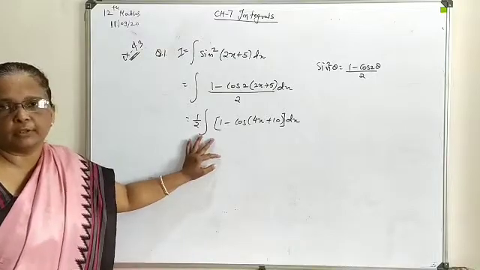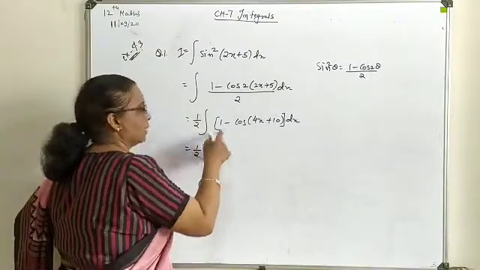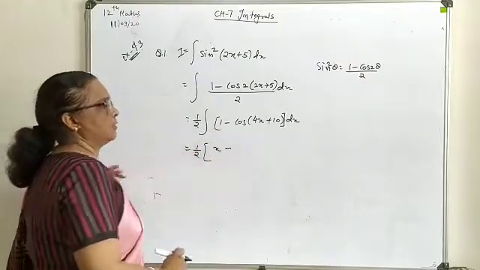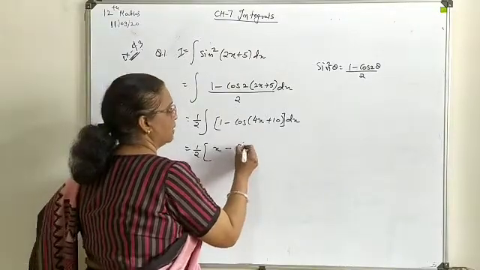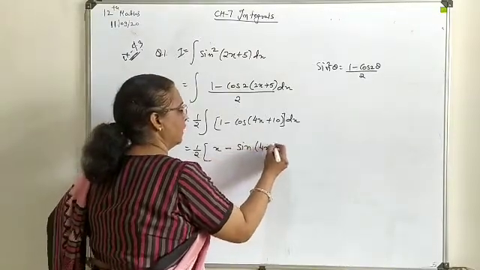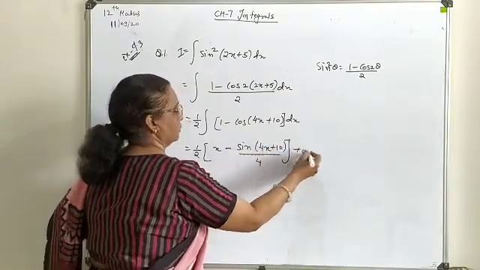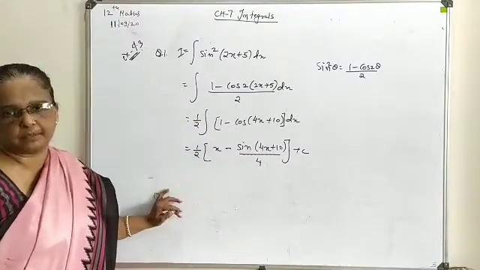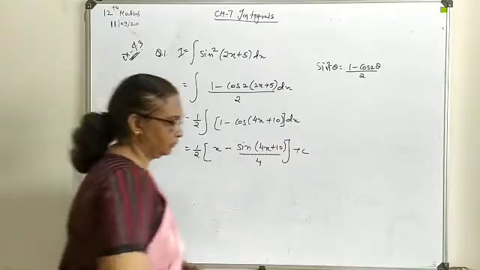Now go for writing the integration. Regarding your 1, this is x. Regarding cos, the integration is sine. So here you will write sine (4x plus 10) upon 4. You can multiply this half, or as such it can also be kept. So this will be the final answer form.